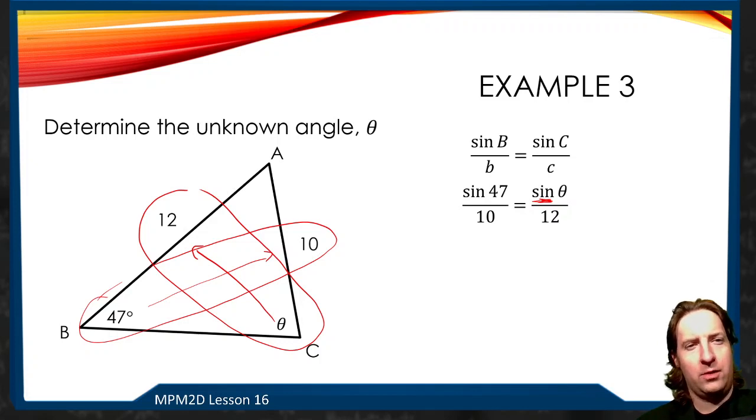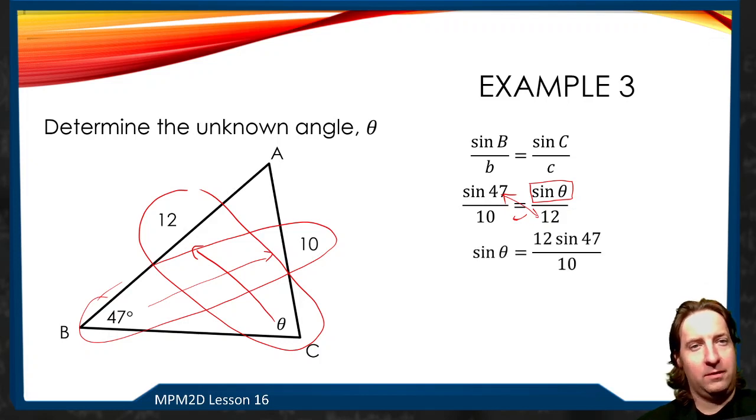And again, I have an unknown. There is this little caveat that there's a sine stuck to it, but this is my unknown piece. So I can isolate that unknown by multiplying across the diagonal and then dividing by the third side. So it's going to be 12 times sine 47 divided by 10 is going to be equal to sine of theta. Now, that's not equal to theta. That's going to give us a number like 0.878. Okay, that'll give us a number. So this is telling us the sine of some unknown theta is going to equal 0.878. The question is, what angle does that?